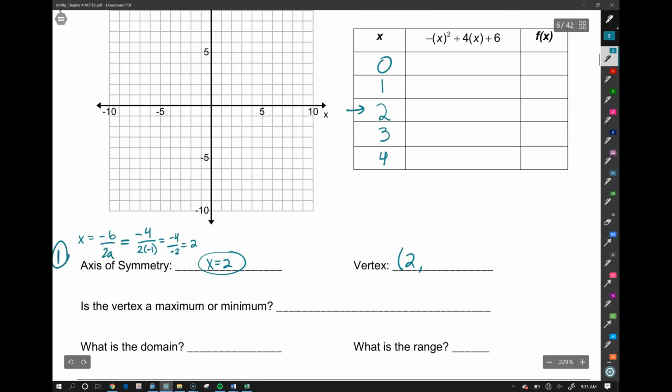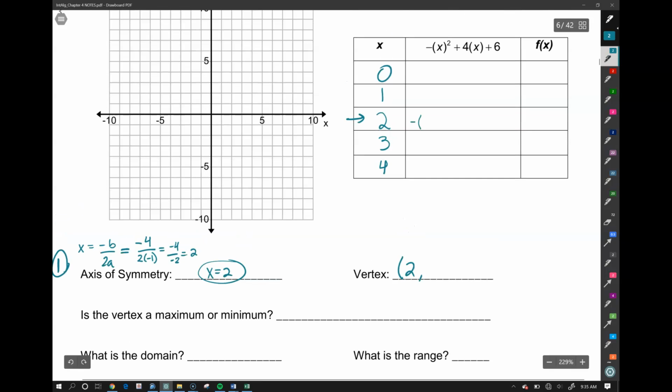Is it 10? So let's plug it in. All right, so negative 2 squared plus 4 times 2 plus 6. So it's negative 4 plus 8 plus 6, 14 minus 4 is 10. Yeah, 10. Perfect. So we found the vertex second. The third thing we're going to do is find the other values, and then we'll graph them.